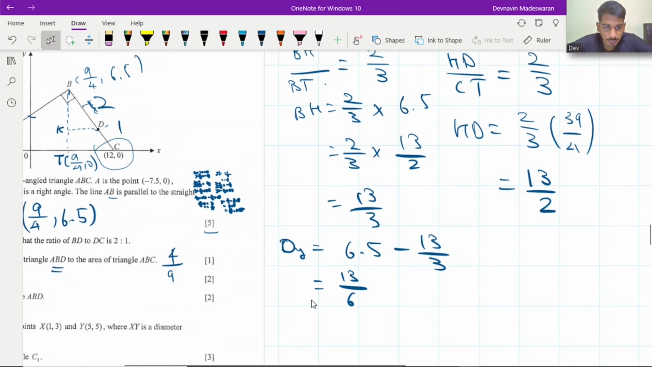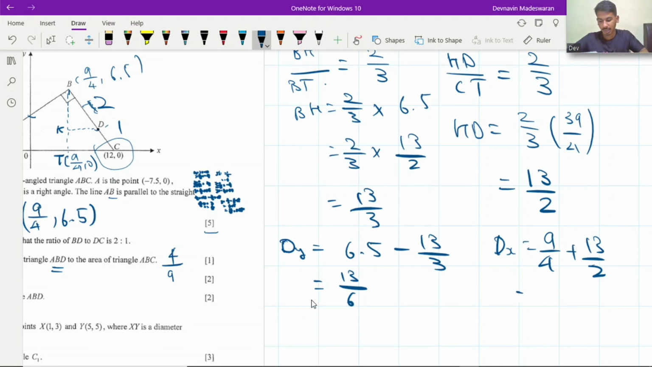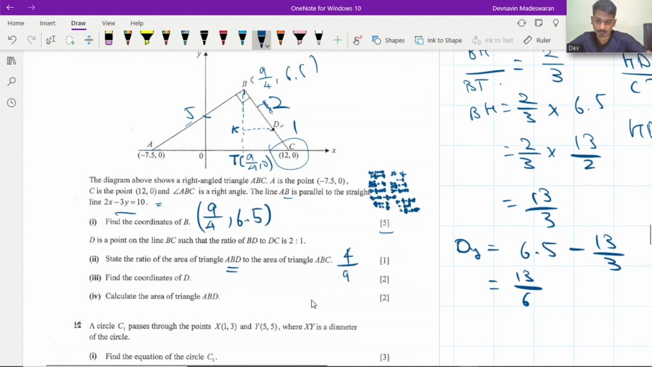So KD is 13 over 2. So the x coordinate of D is going to be 9 over 4 plus 13 over 2. Yeah. 9 over 4 plus 13 over 2. It's going to be 35 over 4. So weird, but okay. 13 over 6 and 35 over 4.